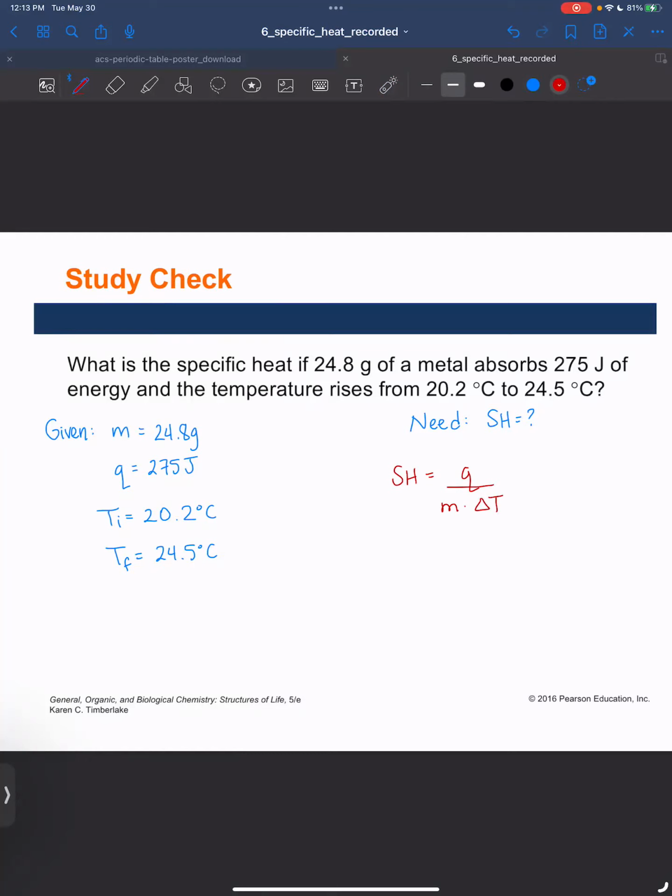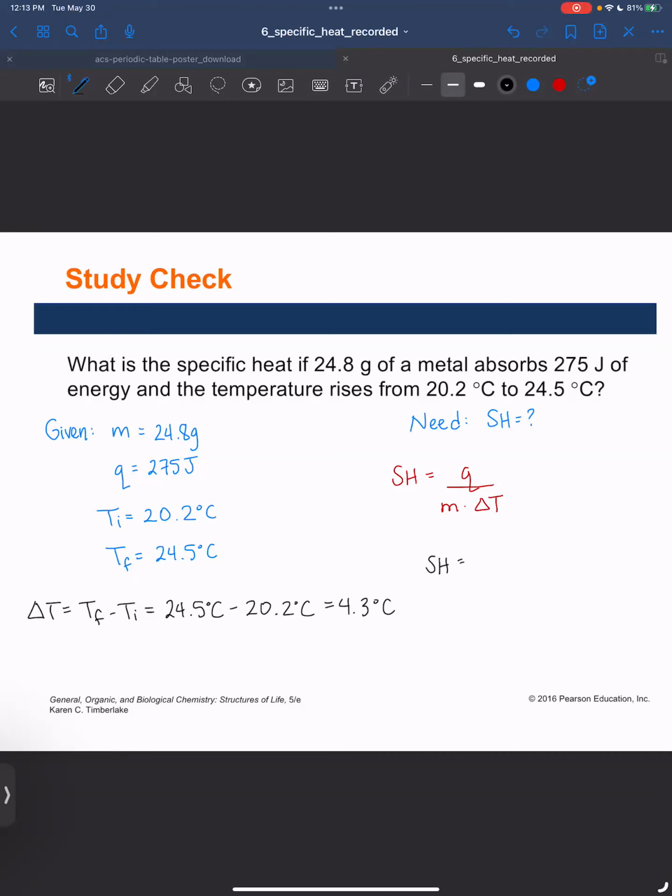So immediately I see delta T needs to be calculated. So I'm going to calculate that here. So delta T is equal to TF minus T initial. So TF is 24.5 degrees Celsius minus 20.2 degrees Celsius. So 24.5 minus 20.2 is equal to 4.3 degrees Celsius is the change in temperature. And then I can plug into our formula.